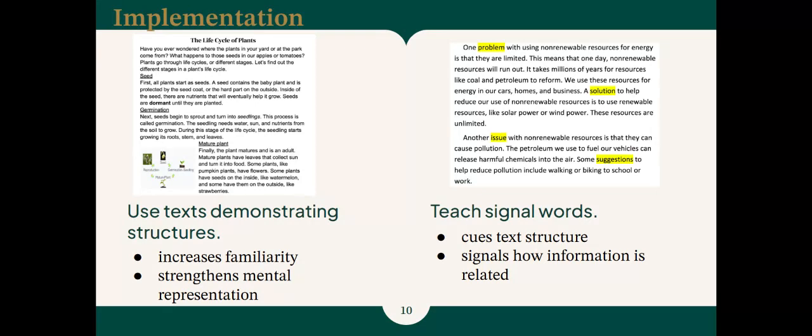And signal words help signal or show how information within the text is related. So you'll see in the example above, there are signal words highlighted such as problem, solution, issue, suggestion. So you can see in this text there's a flow with a problem, solution, problem, solution.